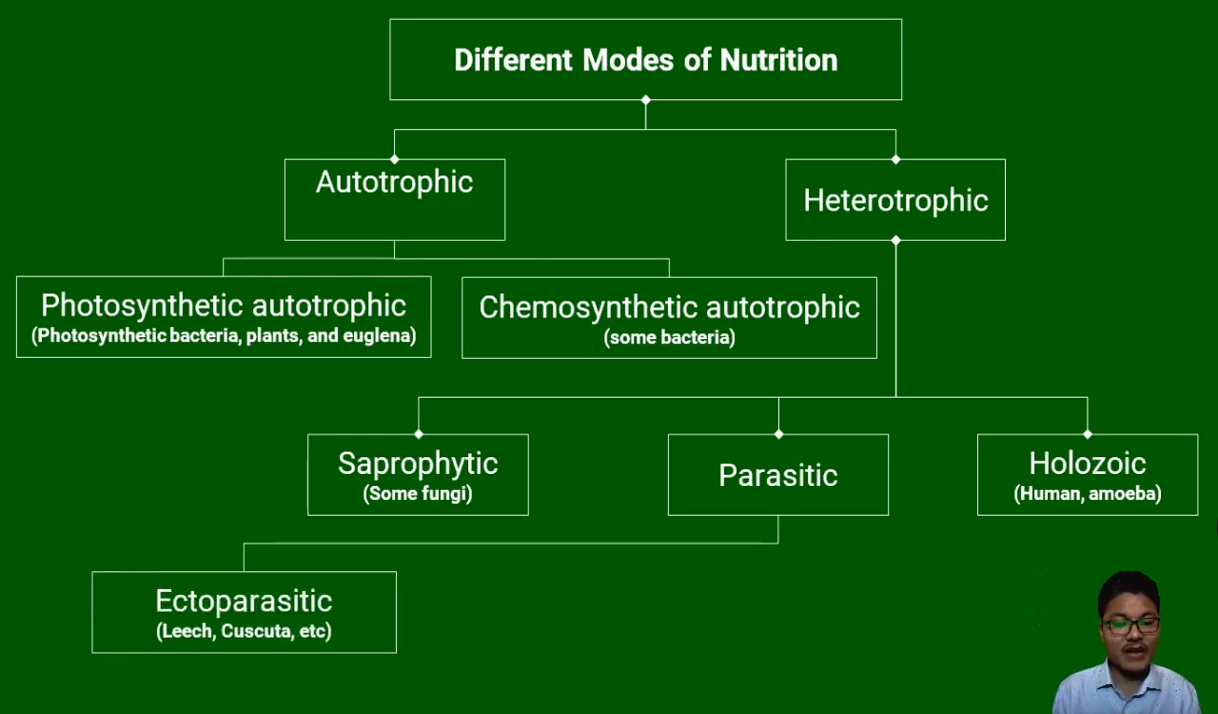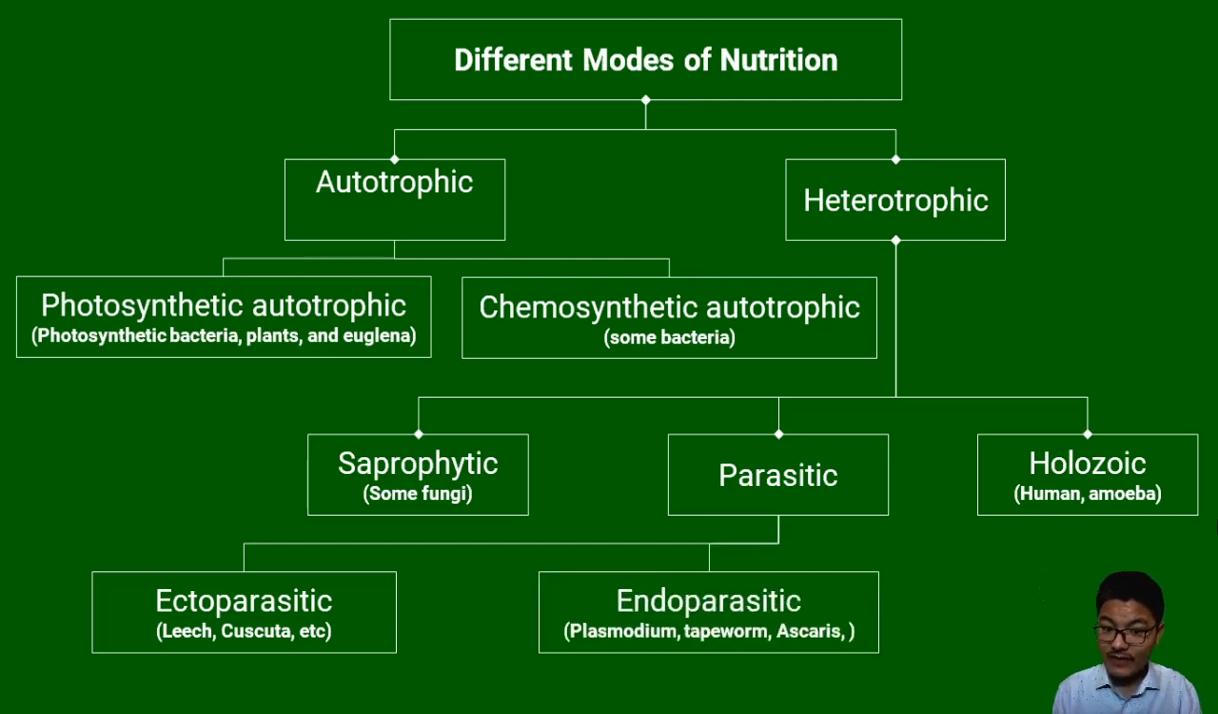Parasitic mode of nutrition can be ectoparasitic. Ecto refers to outside, so it is observed in ectoparasites. Ectoparasites usually live on the surface or on the body of a living organism, as in leech and cuscuta. Cuscuta is a greenish-yellow plant which climbs up and covers higher plants, and it grows dependent on another higher host plant.